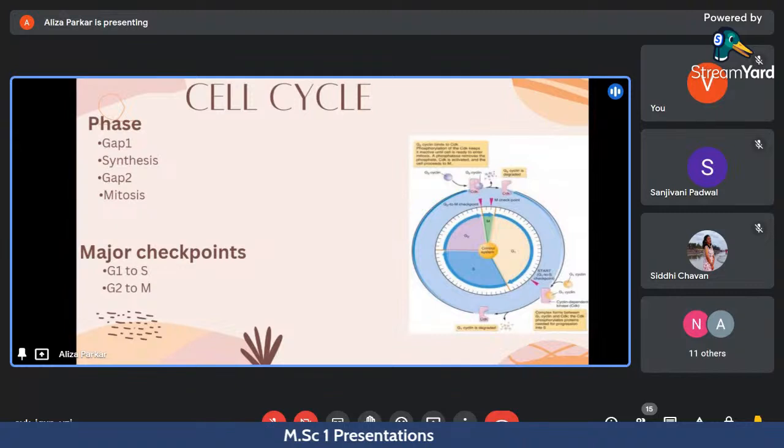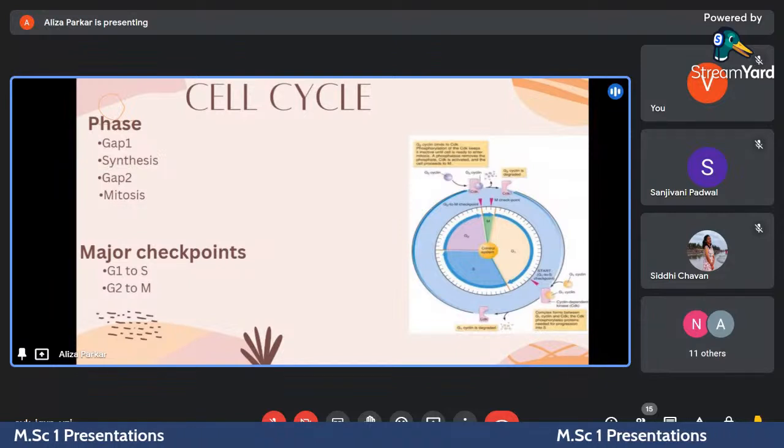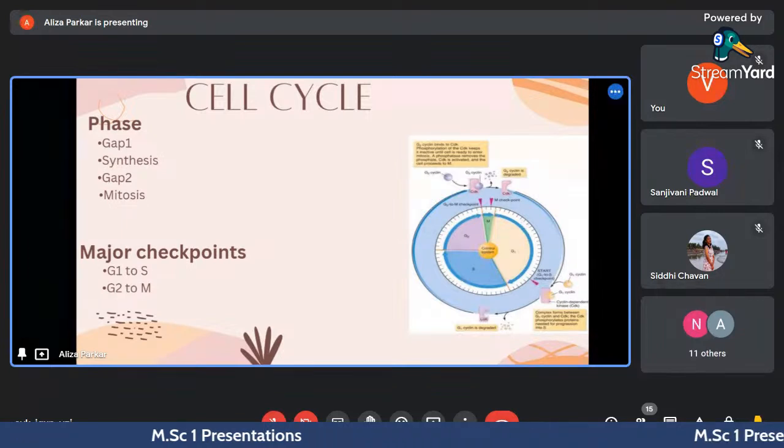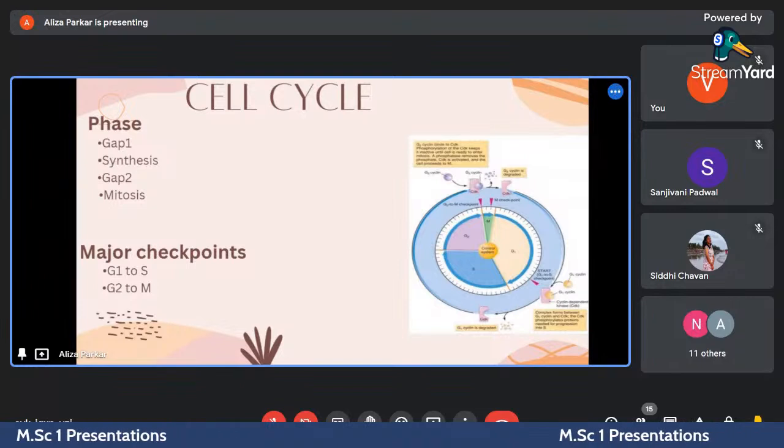Then the third checkpoint occurs during the M phase. In this, the chromosomes must be attached properly to the mitotic spindle to trigger the separation of chromatids and to complete the mitosis. Then the protein cyclin and the enzyme cyclin-dependent kinase, CDK, are the key components in the regulatory events occurring at the checkpoints.